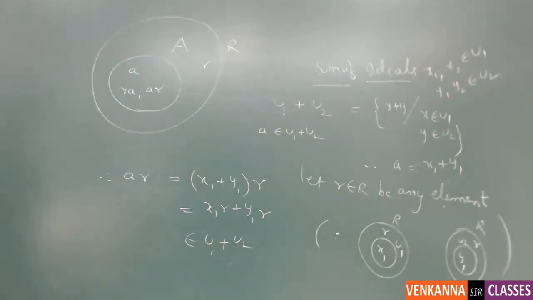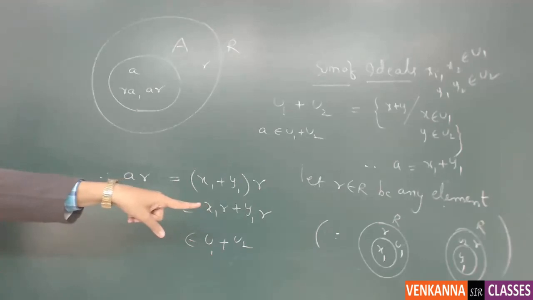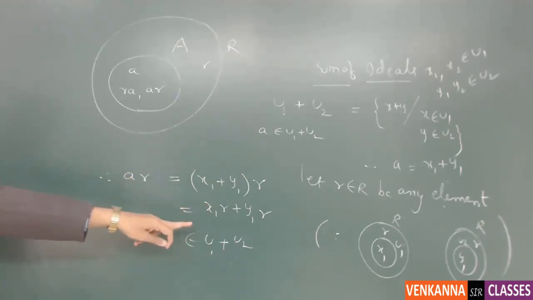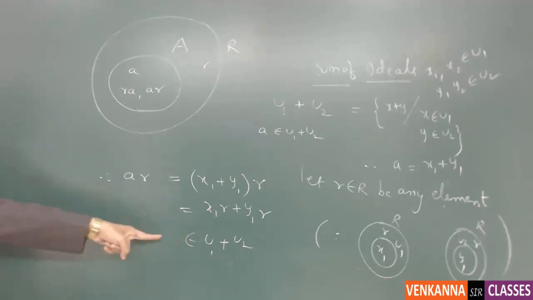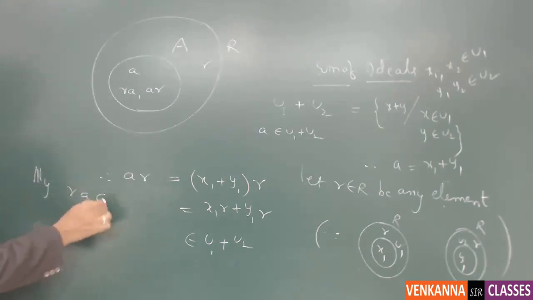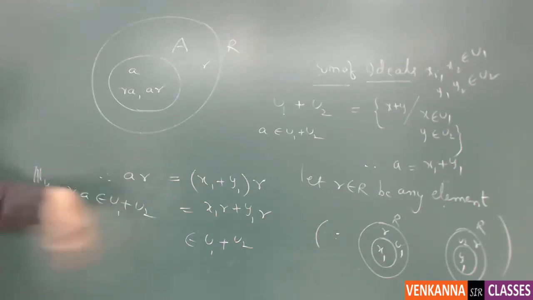So since U1 and U2 are ideals, X1 belongs to U1, R belongs to the ring, therefore the product X1R belongs to U1. Since Y1 belongs to U2, R belongs to the ring, the product Y1R belongs to U2. Therefore, AR belongs to U1 plus U2. Similarly, you can say that RA belongs to U1 plus U2. Therefore, the sum is again an ideal, which is the bigger one containing both the sets.